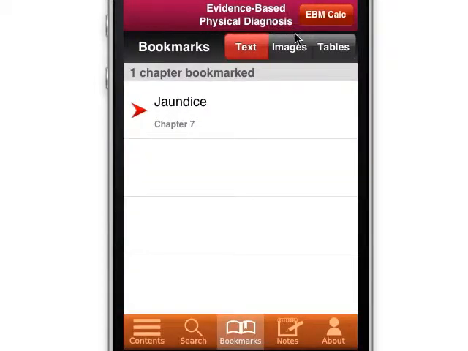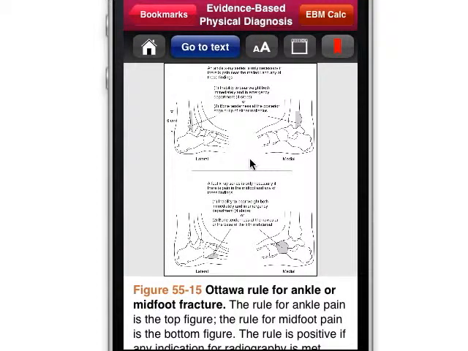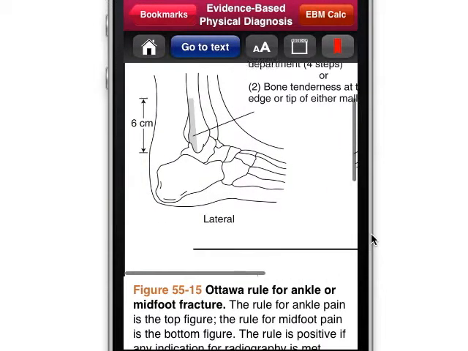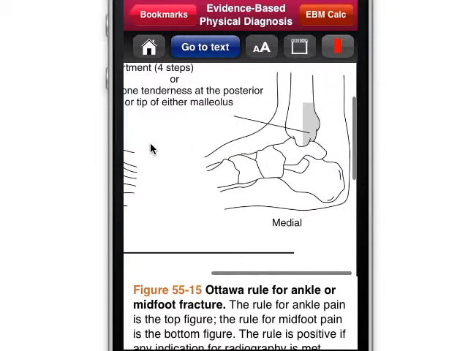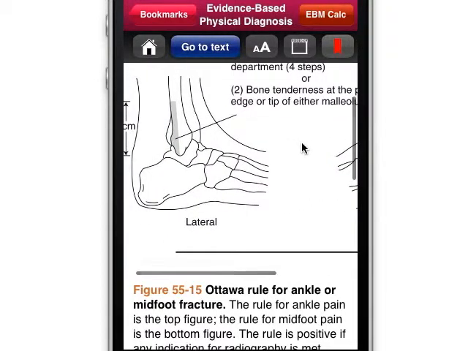You could also bookmark an image. We looked at the Ottawa ankle rules earlier. Here's the actual image for the Ottawa ankle rules, and we can see how it shows the bony tenderness along the malleolus on either side, whether you're looking at lateral or medial, and we bookmark that figure. So if you want to use that to remember your Ottawa ankle rules, that's a great way to do that.